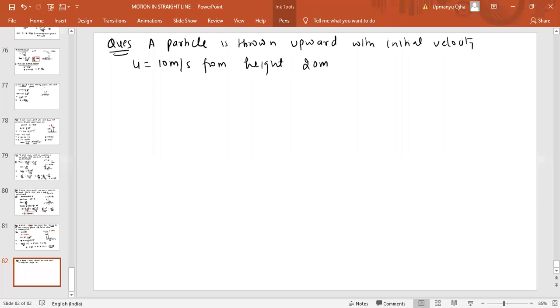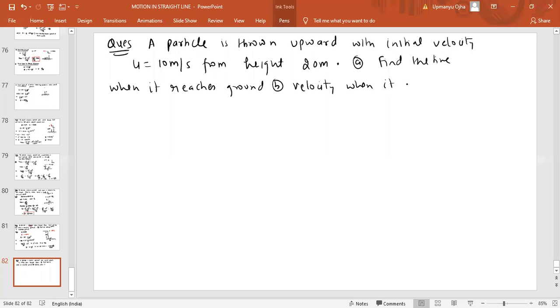20 meter. Now again you have to find both things. Find the time when it reaches the ground. Second part, velocity when it reaches the ground. The answer may not be exactly correct, meaning it may be in some root or something, but the data I have taken is like this only.